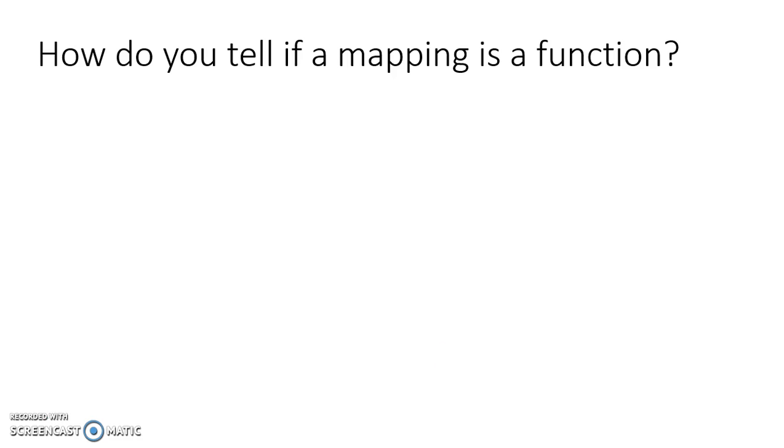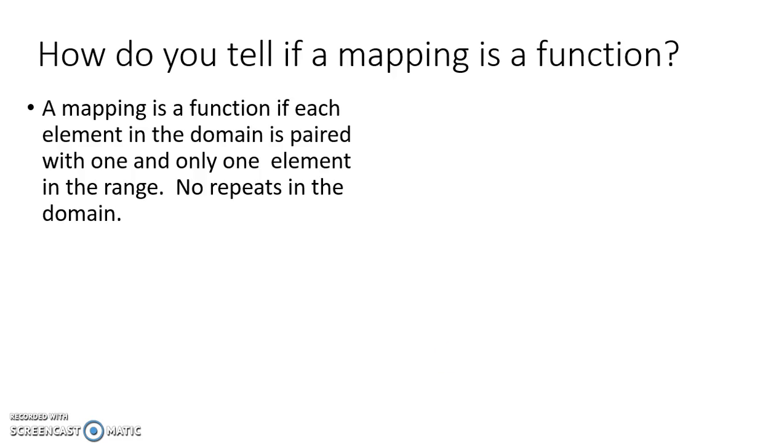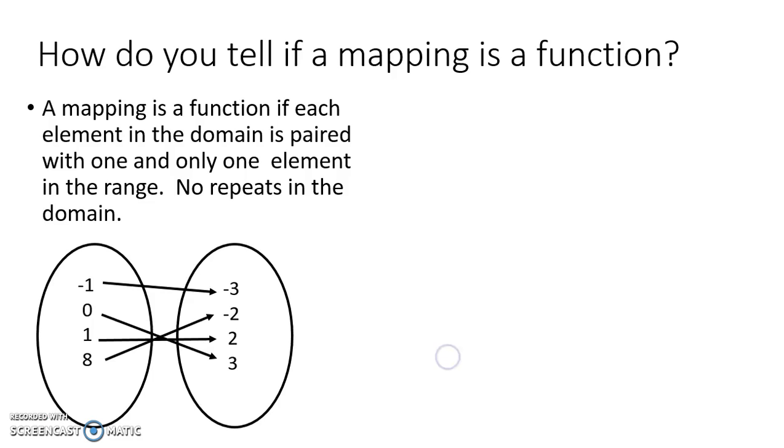How do you tell if a mapping is a function? A mapping is a function if each element in the domain is paired with one and only one element in the range. No repeats in the domain. So here's a mapping. So if you notice -1, 0, 1, and 8, they each have arrows going to only one element in the range. There are no repeats in the domain, so the mapping is a function.